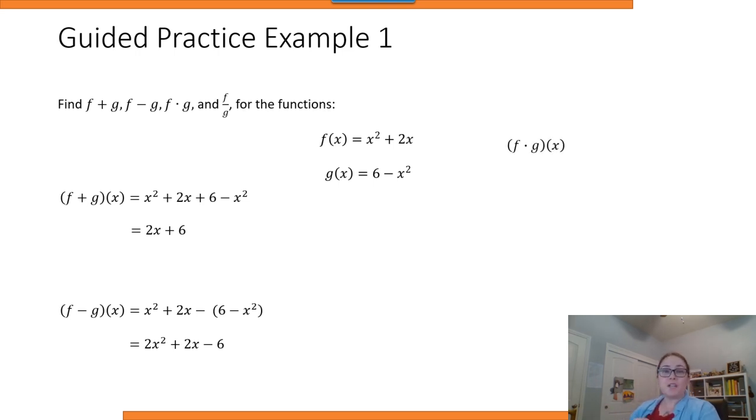Next up is multiplication, f times g of x. Okay, I'm using the distributive property here. I've got x squared plus 2x times 6 minus x squared. So I have to distribute everything out here, and I'm going to get four terms from distributing. So x squared gets distributed to the 6 and the negative x squared, and then the 2x gets distributed to both of those terms. So that's going to give me 6x squared minus x to the fourth plus 12x minus 2x cubed.